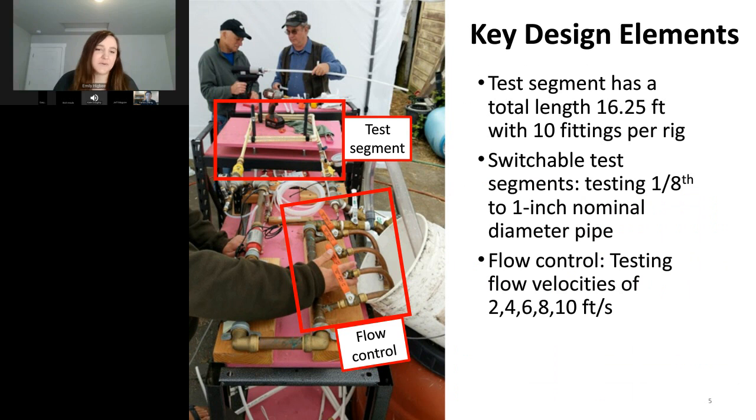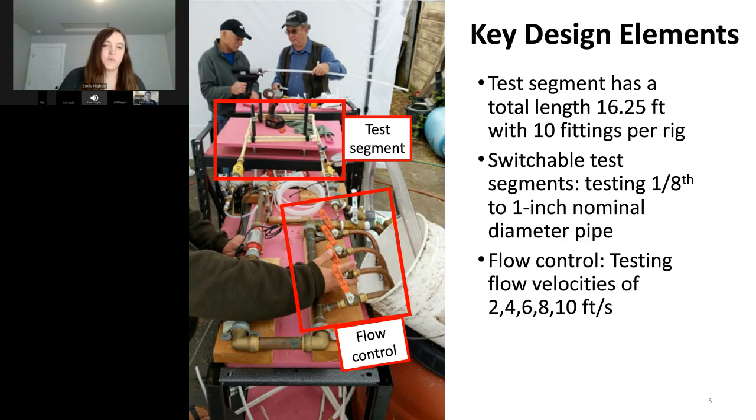And so this is what we came up with to test this. Some of the key design elements: there you can see the test segment, which is kind of like a coil of pipe with 10 fittings, and the total length is 16.25 feet. We have switchable test segments, so we can test from 1 inch down to 1/8 inch. And there at the bottom, we can see the flow control. So we're testing velocities from 2 to 10 feet per second.